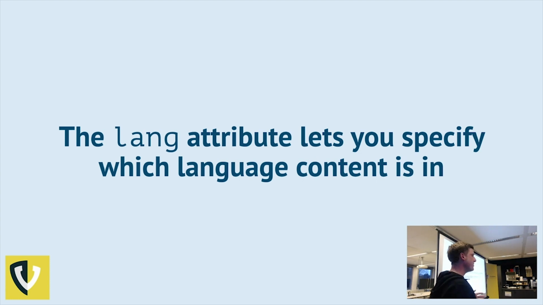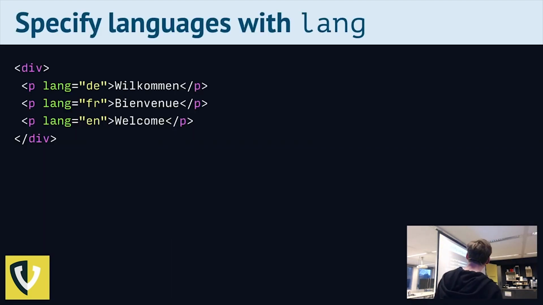If you've ever driven in the Netherlands with Google Maps set to English, you will know that it will butcher all the Dutch street names. It's very hard to understand actually where you're driving. So a lang attribute would help there if it would have been built in HTML. So you can also specify specific parts of your website. So if you have a couple of words or maybe a whole section that is in a different language, you can add a lang attribute to it.